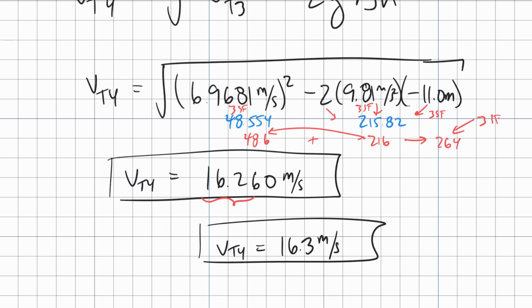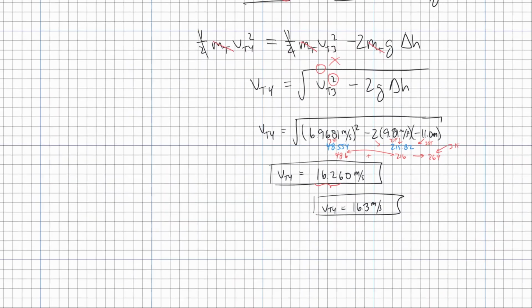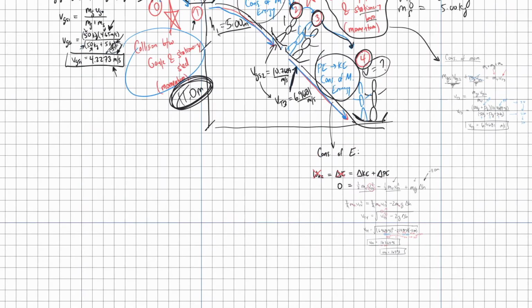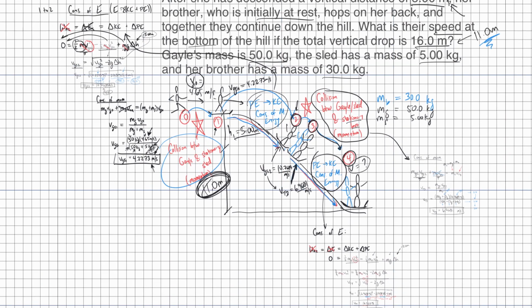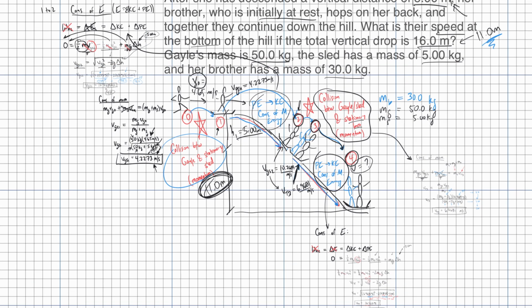This is a lovely, lovely problem, the sig figs notwithstanding, which is totally obnoxious. But there you go, 16.3 meters per second. It got kind of nasty in there, or just ugly. I should work on my animations.